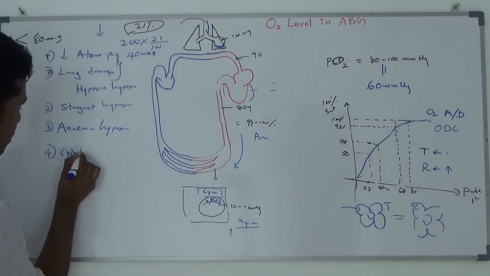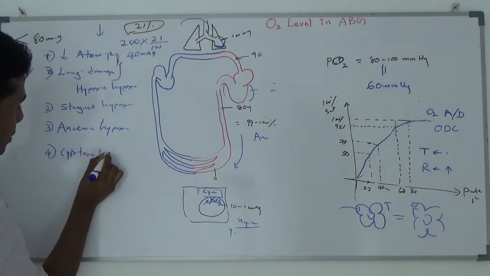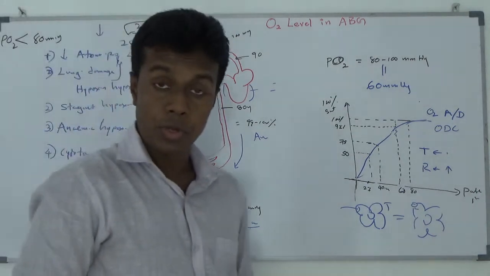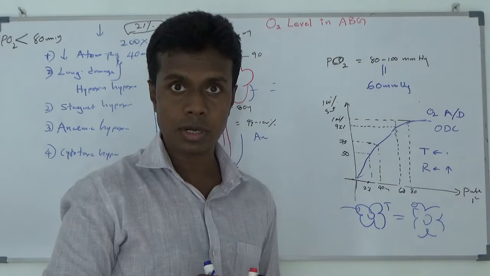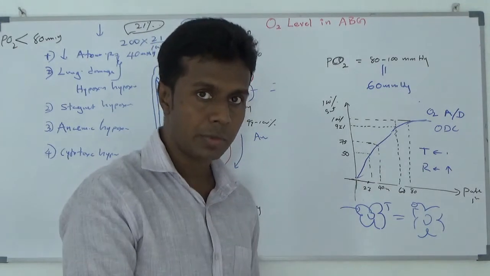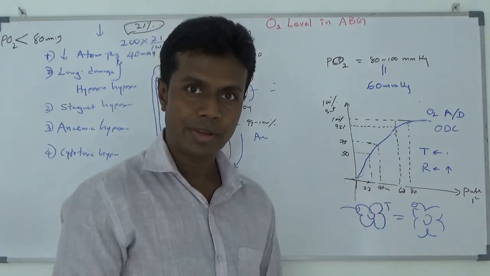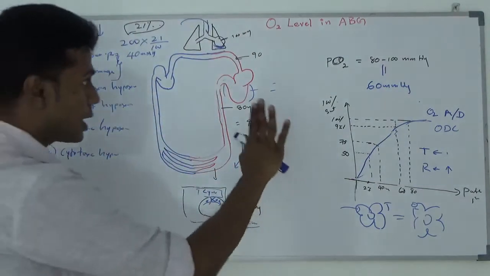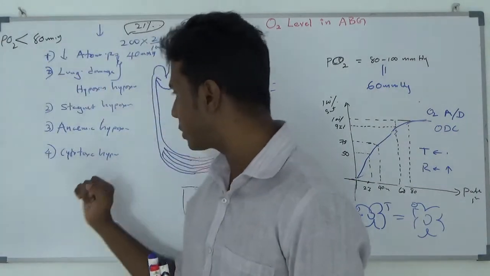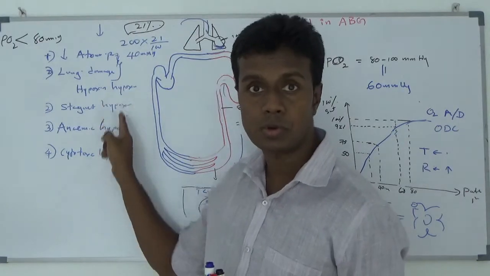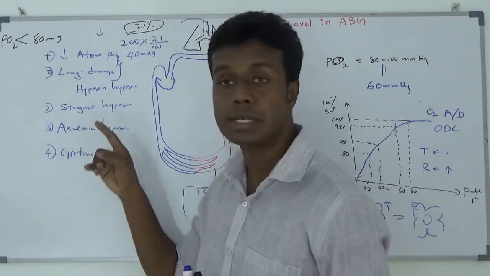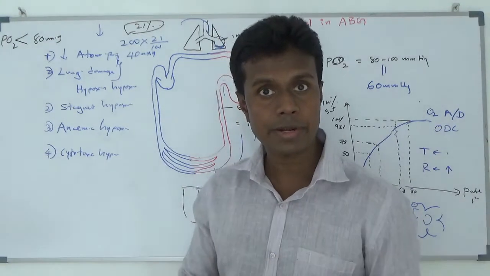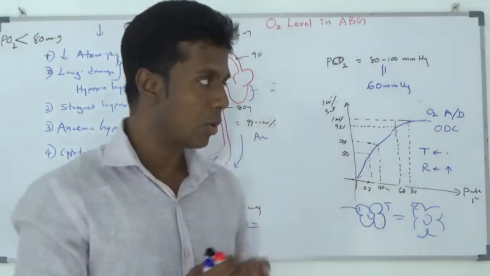cytotoxic hypoxia. Your patient can have hypoxic hypoxia. Your patient can have stagnant hypoxia. Your patient can have anemic hypoxia. Your patient can have cytotoxic hypoxia. To relieve those kinds of hypoxia, you can't relieve cytotoxic hypoxia by giving oxygen. In all the other conditions, you can reduce the incidence or the severity of hypoxia by giving oxygen.